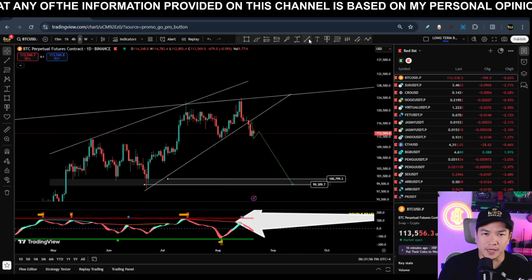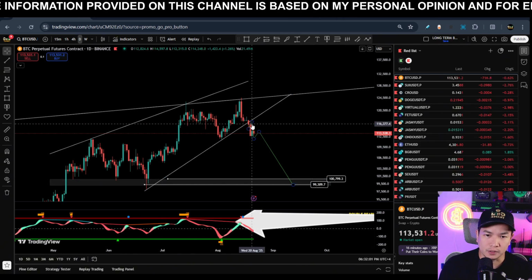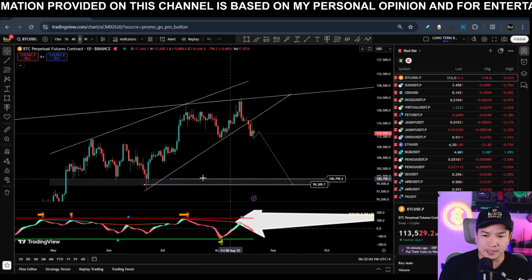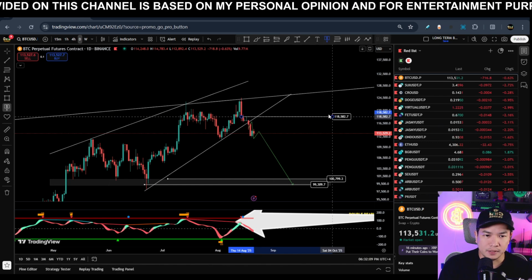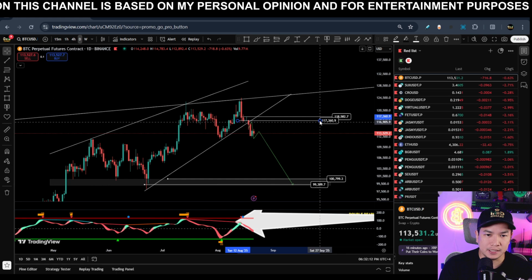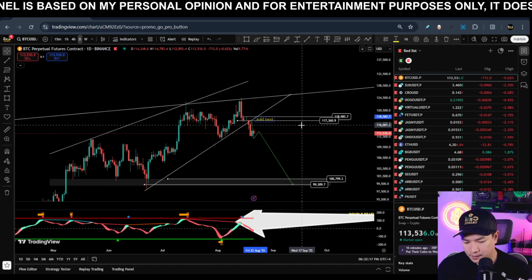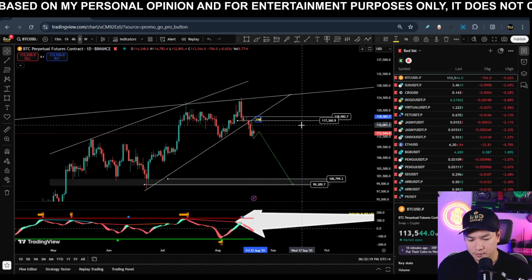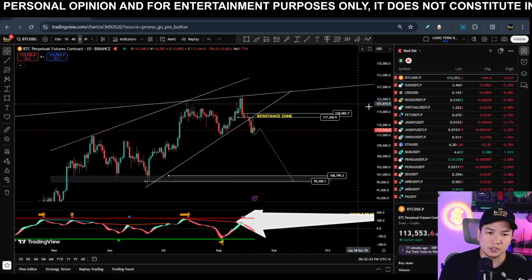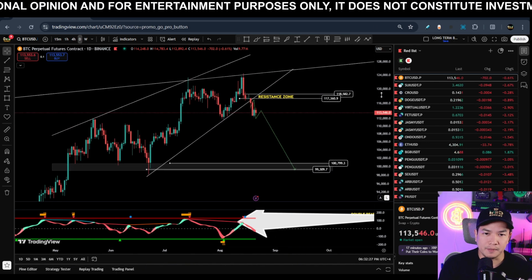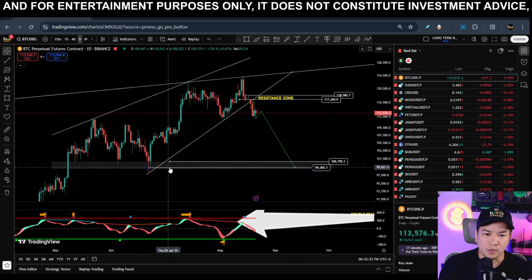Now, Bitcoin needs to reclaim this previous support in order to invalidate this rising wedge pattern. So Bitcoin needs to reclaim this level, guys. 118,117,300 zone. Resistance zone. So this is going to be the resistance zone that Bitcoin needs to reclaim to invalidate this $100,000 target.